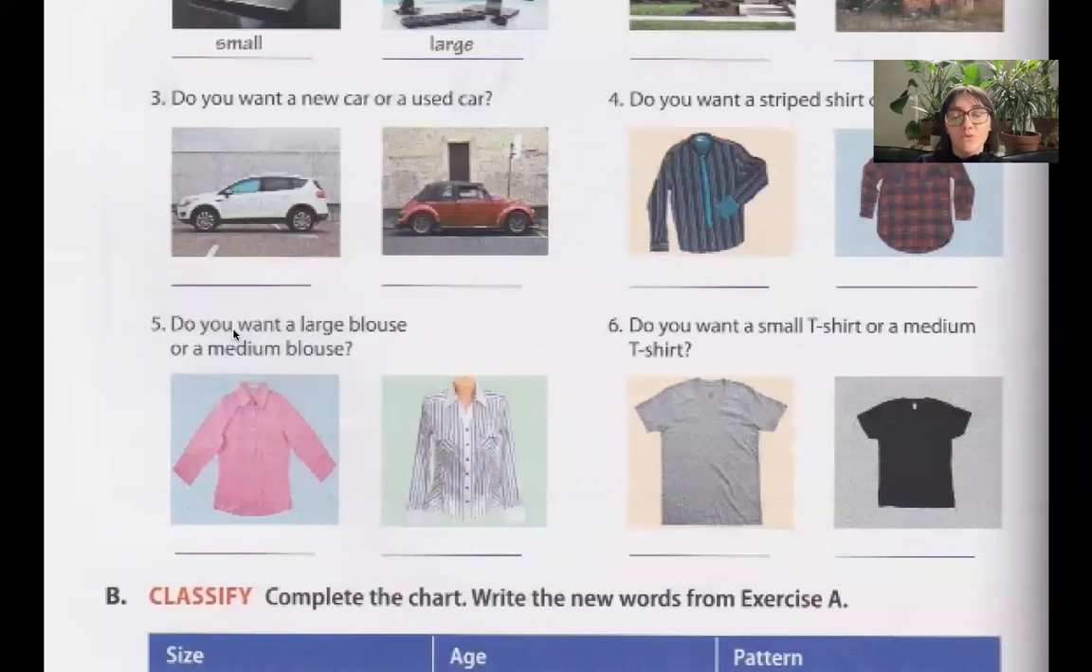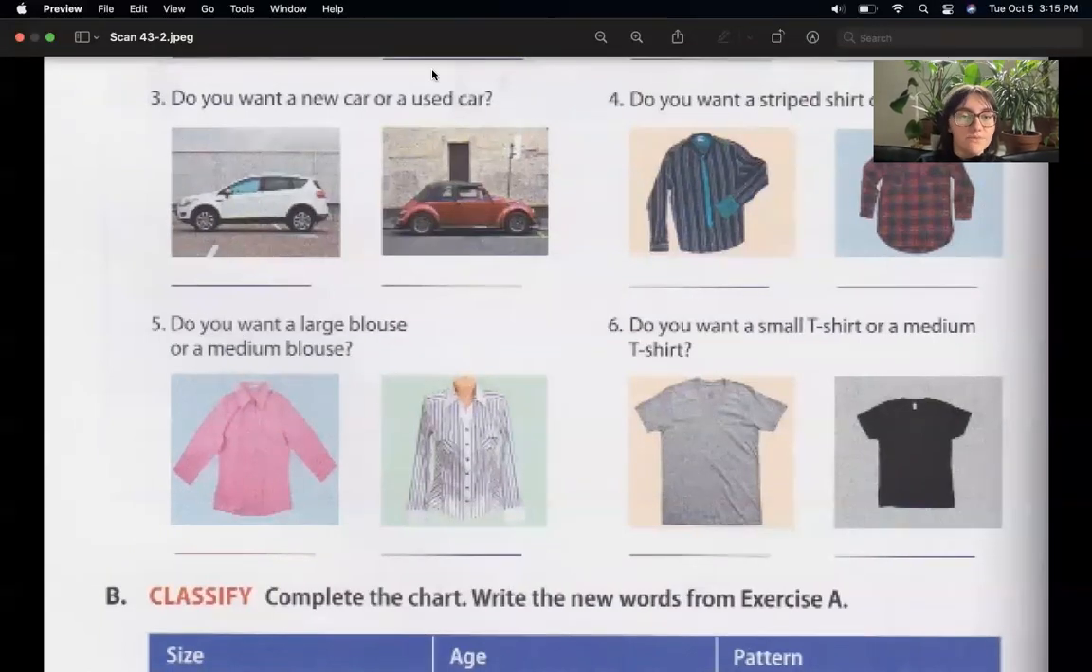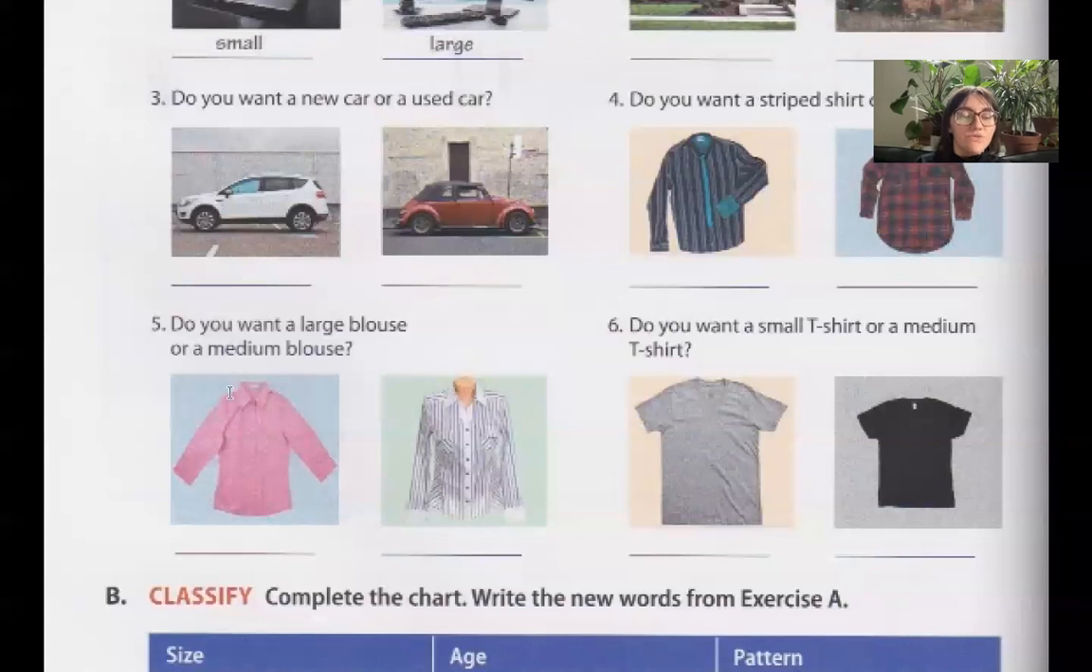Do you want a large blouse or a medium blouse? Right, so we can keep on writing. Do you want a large blouse, right? So this one's large, or I don't know, this one's kind of up in the air. I guess this one would be kind of up to you. Do you want a large blouse or a medium blouse, right? So let's say the first one's a large blouse, the pink one. Oh, sorry. I will say that the medium is the striped one.